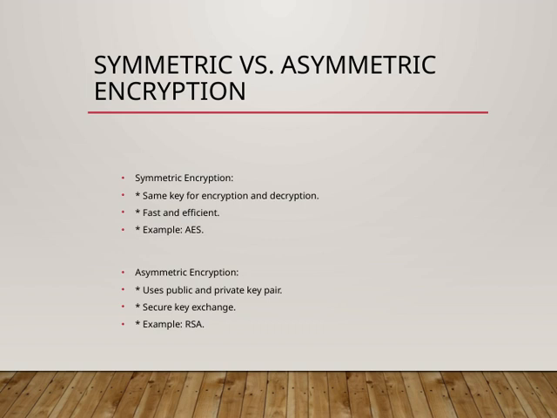Both methods serve important roles in our overall security strategy. Symmetric encryption is great for speed and efficiency, especially when the parties already trust each other. Asymmetric encryption, meanwhile, is essential for securely exchanging keys and establishing trust between parties who haven't previously shared secrets.